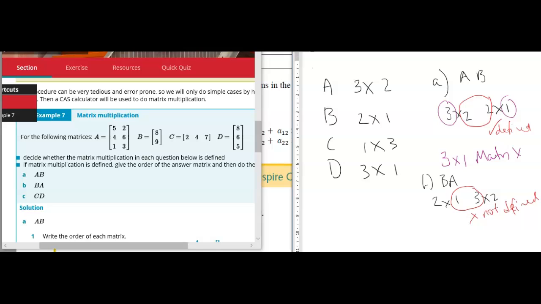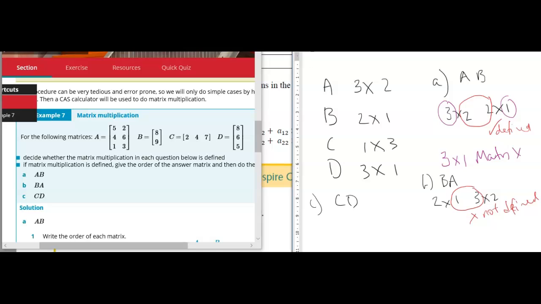If it's not defined, we can't multiply it. So I can't say what the order of the answer matrix is going to be because you're not going to get an answer. And if you did it on your calculator, it will probably tell you something like not defined. I'm not too sure, but it won't work for you.